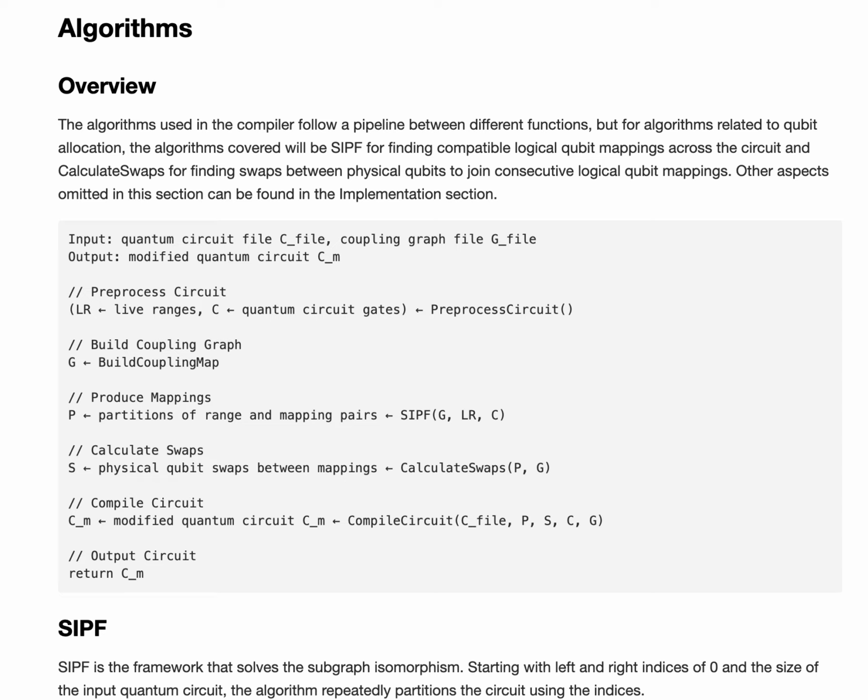And G basically means you're building a coupling graph from the coupling graph file. And what you want to produce is a series of mappings for the whole entire circuit. And after you find those mappings, you want to calculate the swaps. That's the token swapping part. And finally, for the compiled circuit, you take your mappings, you take your swaps, and you go through all the gates and replace everything that you had before. And finally, you output the circuit, which is what we want.